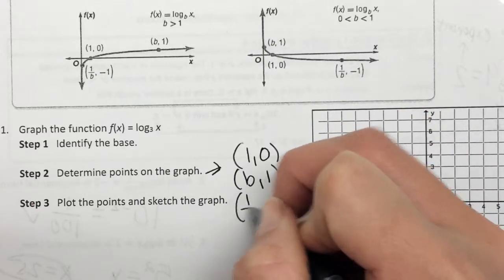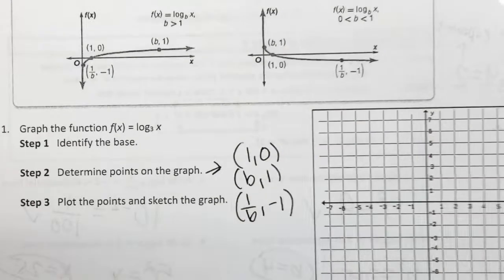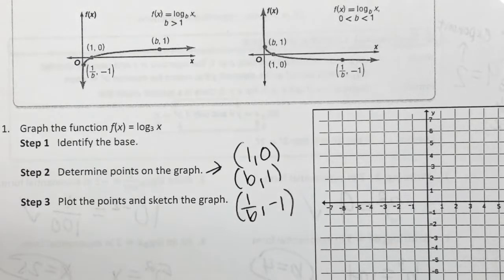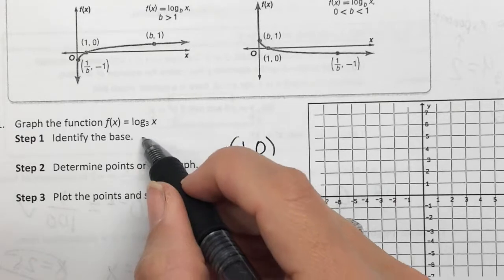The points are (1, 0), (b, 1), and (1 over b, negative 1). I know it looks weird, but these will always be on a log function. Always, these points. You just have to fill in the b, the missing letter. And what do you think b stands for? Base. What's the base of this one?